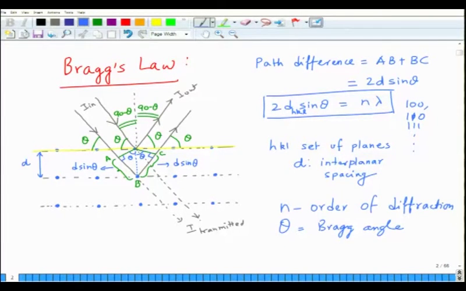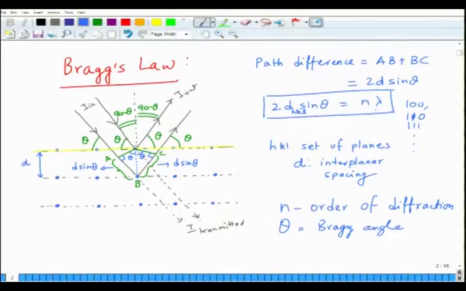Okay. So, for a given value of n and lambda, your d sin theta product has to be equal to n lambda divided by 2. So, which means if your d is fixed, theta is fixed. That means diffraction cannot occur at any random angle, it can only happen at those angles at which this equation is satisfied. So, that is why there is a fundamental difference between diffraction and reflection.